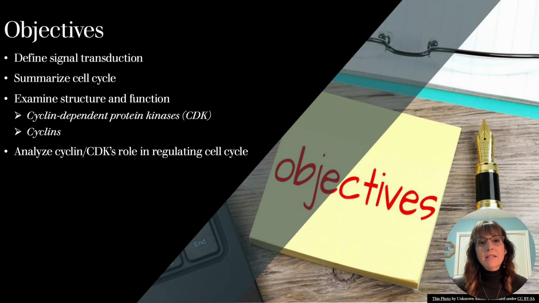In this lesson on signal transduction, we will first begin by defining what signal transduction is. We will then examine the steps of the cell cycle because you can't truly understand how it's regulated till you understand what encompasses the cell cycle. Then we will begin our exploration of the regulation of the cell cycle, which involves the structure and function of cyclin-dependent protein kinases, we call them CDKs, and their subunit cyclins. So once we understand their structure and how these complexes become activated, we can then examine the signaling pathway that actually controls the cell cycle.